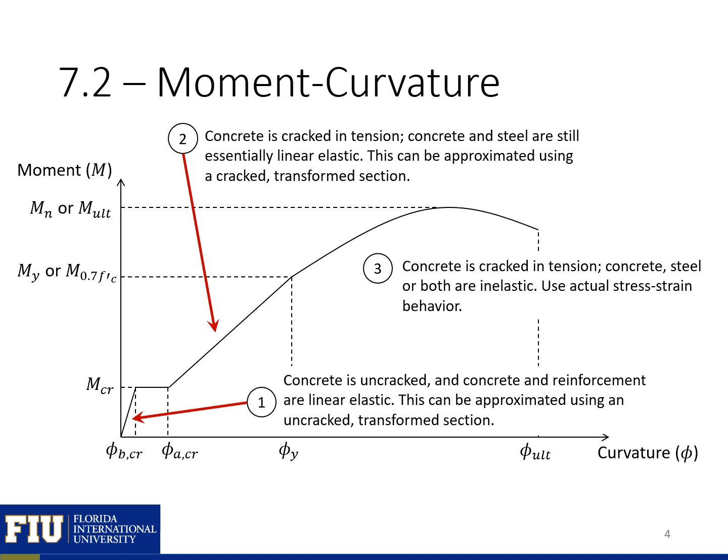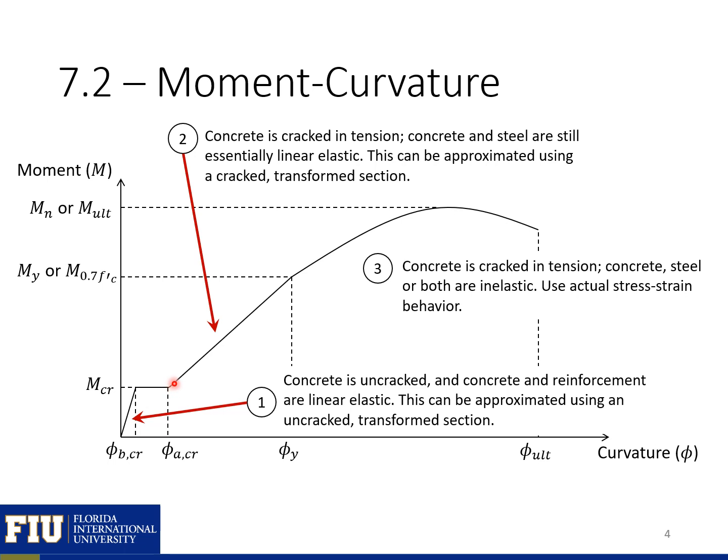Shown here is a typical moment curvature plot for a non-pre-stressed reinforced concrete beam. When we first apply load, our concrete is going to be uncracked, so our concrete and our reinforcement are both going to be linear elastic. At some point, we're going to reach the cracking moment, which is the moment required to cause cracking in our beam. At this point, we're going to have some inelastic curvature or deformations that happen as the force is transferred from the concrete to our tension steel.